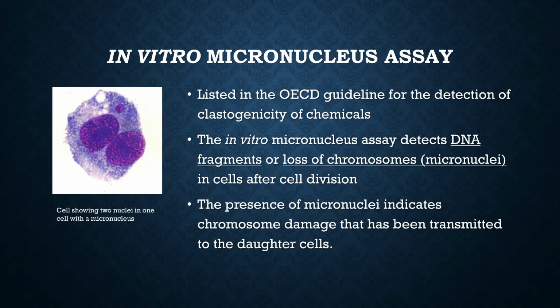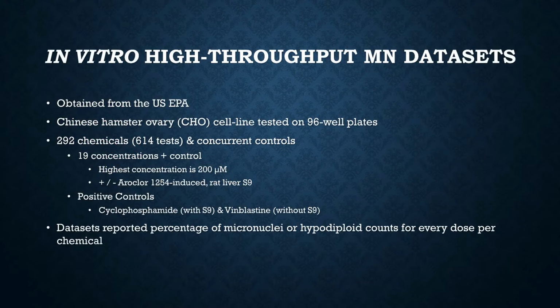The in vitro micronucleus assay detects DNA fragments or an extra chromosome in cells after cell division, indicating damage to the chromosomes. The US EPA has produced micronucleus datasets using a high-throughput approach.